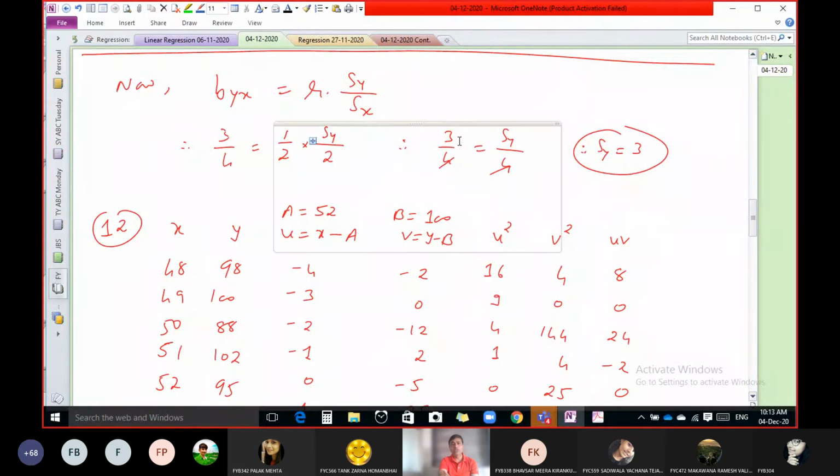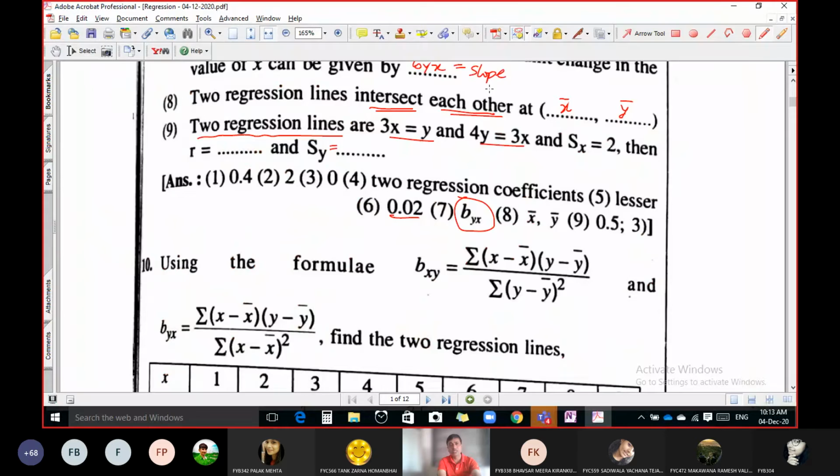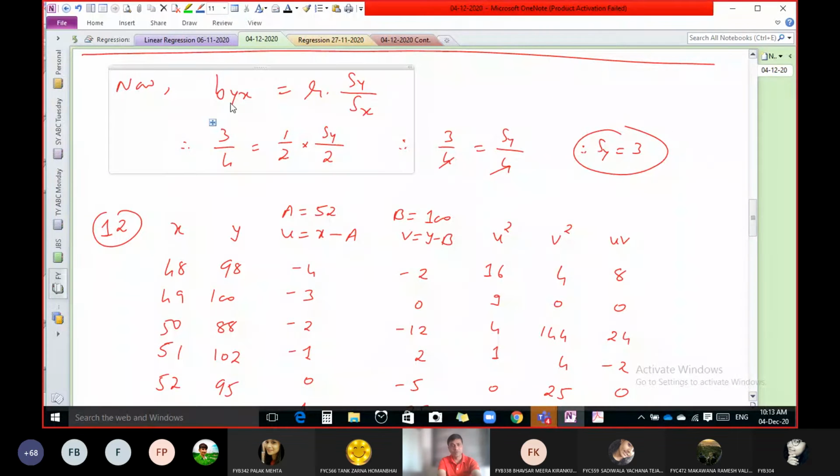Now, once we have the value of r, you can use the formula of byx or bxy. You can use either formula, and you get the value of the standard deviation of y. So let us start with that. So byx is nothing but what? r into sy upon sx. What is byx here? byx is 3 by 4.